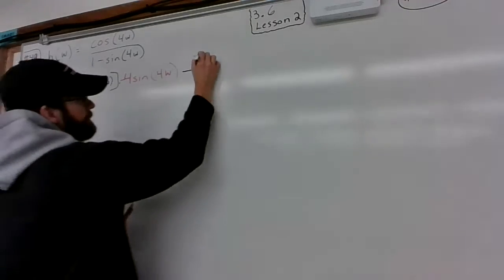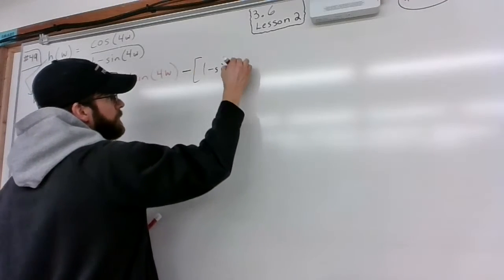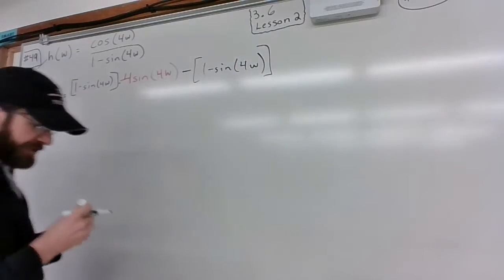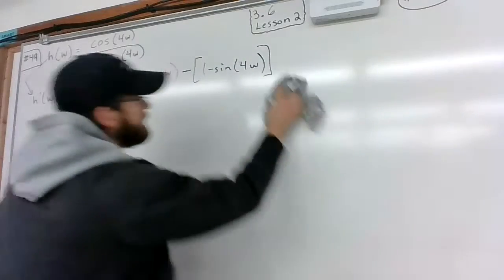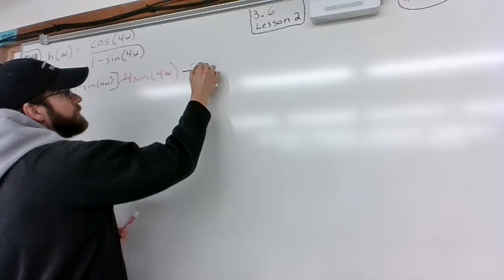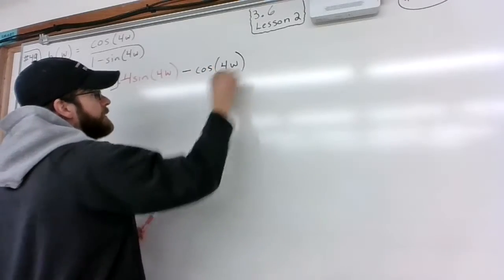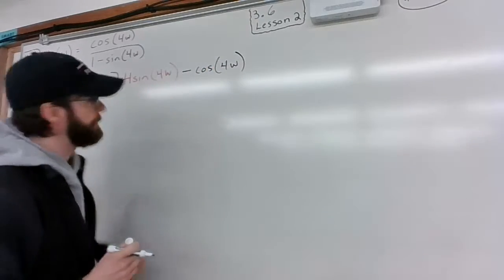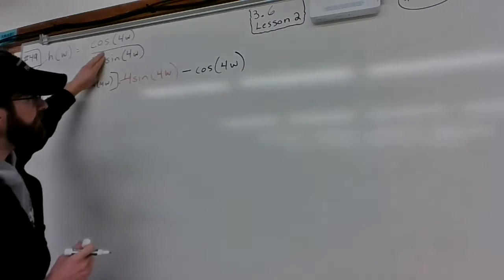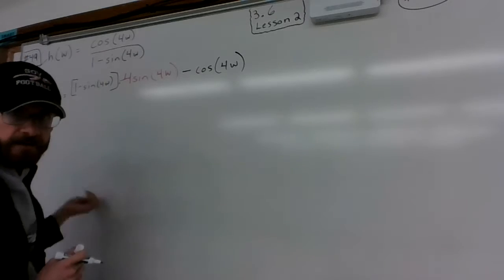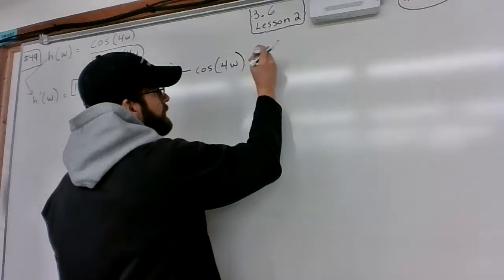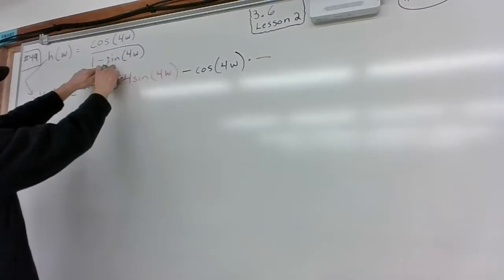Minus the bottom, oh wait, I just did that. I'm sorry. Minus the top times the derivative of the bottom. So that'd be 0 minus the derivative of sine is cosine, but the minus was there, so the minus remains. Minus negative cosine of 4W.